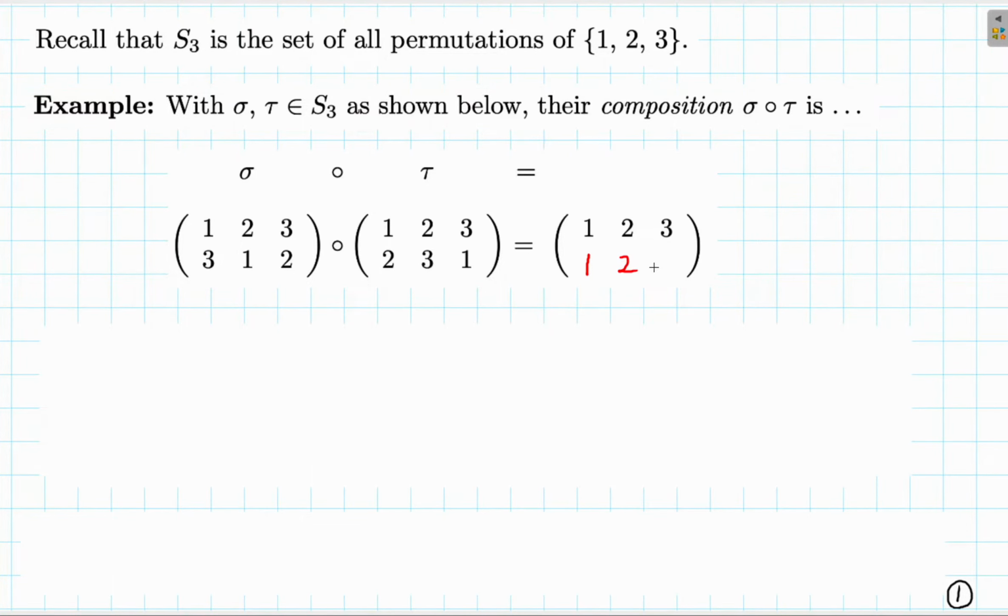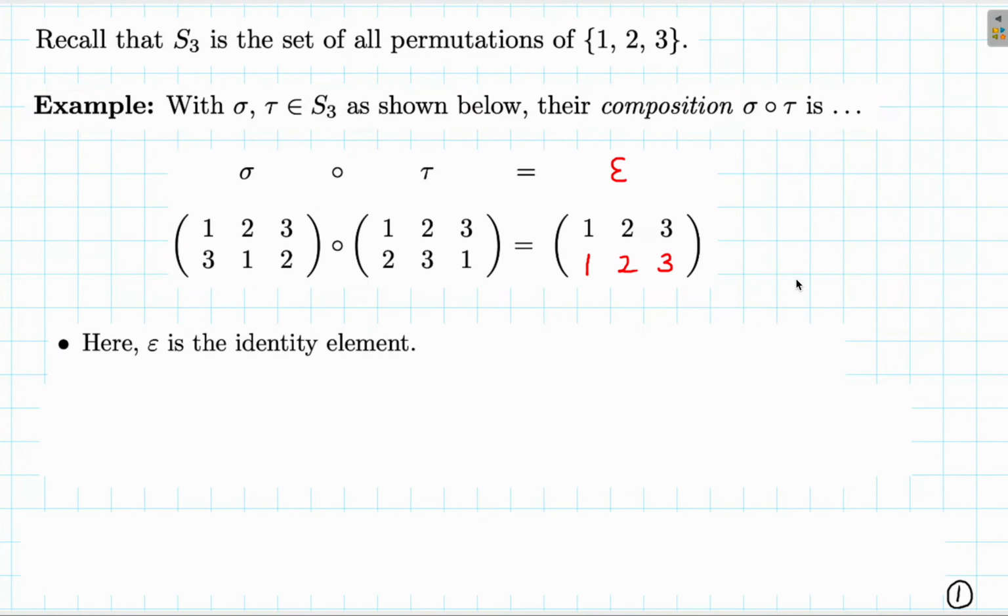Now we know that this product is also a permutation, so it should be the case that 3 gets sent to 3, but let's verify that. So tau sends 3 to 1, and then sigma sends 1 back to 3. And so we see that their composition sends 1 to 1, 2 to 2, 3 to 3. It's the do-nothing composition, which we called epsilon.